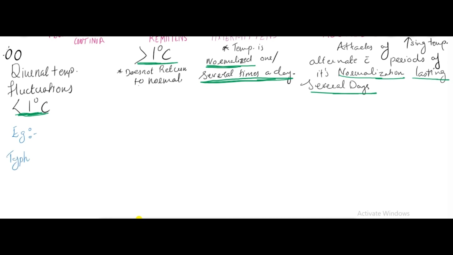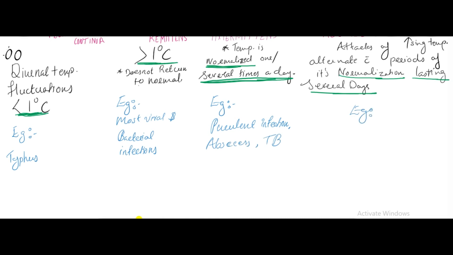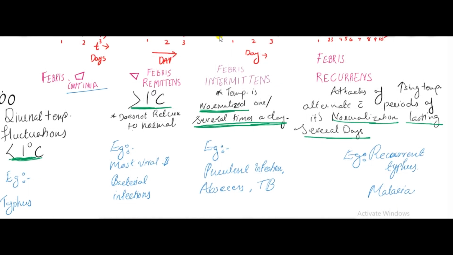An example for febris continua is typhus. An example for febris remittance is most viral and bacterial infections. Intermittence is seen in recurrent purulent infection, abscess, and TB. And recurrent fever is seen in recurrent typhus and malaria.